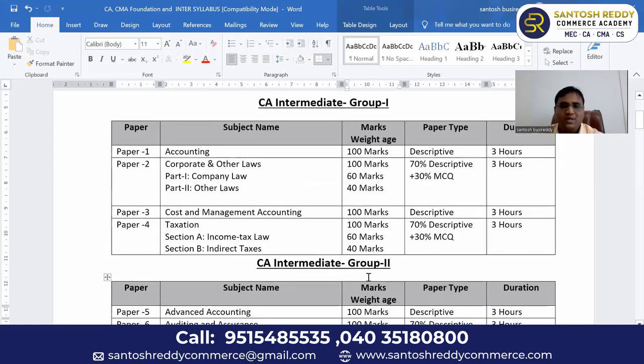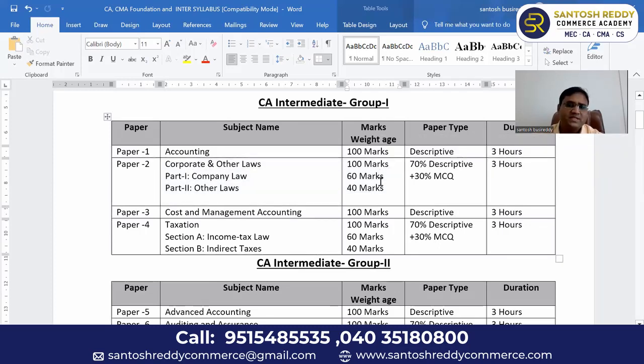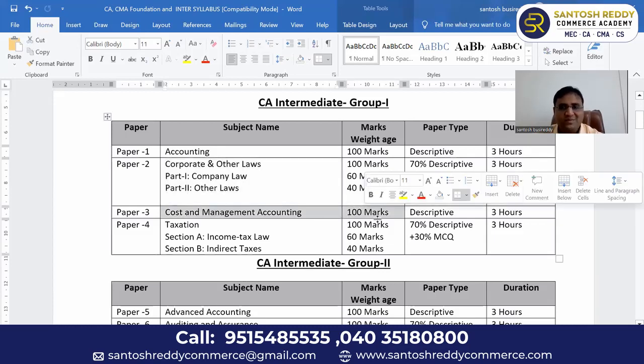Sir, where can I get more marks? In paper 1, accounting, you have to focus more on accounting. If you focus on accounting, you can get 70 marks. It is a practical subject. And company law also, a 60 marks paper, you can get a minimum of 40 marks, like board meetings, debentures. You already know all these subjects. And cost and management accounting is also a more practical subject. You can get 60 marks.